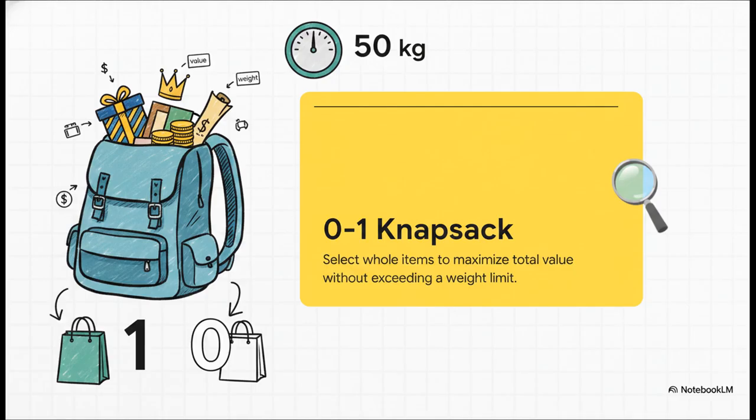Imagine you're packing a knapsack with a strict 50-kilogram weight limit. You've got several really valuable items, but in the 0-1 knapsack problem, you must take the whole item or leave it behind entirely. No breaking items apart. You either select the whole thing, a 1, or leave it at 0. And your objective is to maximize the total volume in your bag.